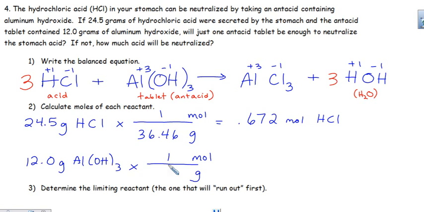So we have 1 aluminum, 3 oxygen, and 3 times hydrogen. 78.01 grams. So about 0.154 moles of aluminum hydroxide. That's an L, aluminum. Now you really have to be careful with all of your units. There's a lot of numbers going on here.